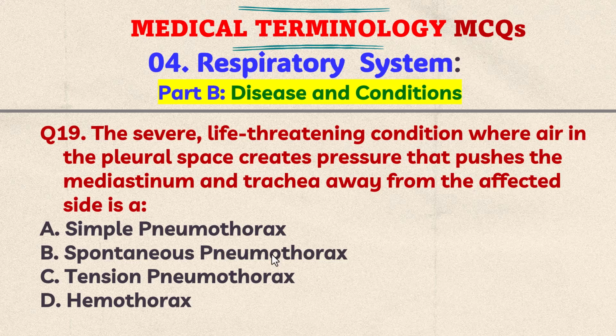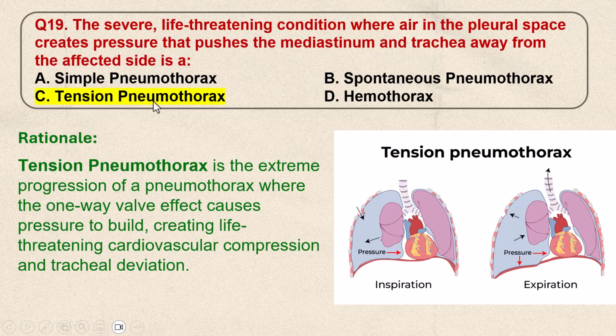Question number 19. The severe life-threatening condition where air in the pleural space creates pressure that pushes the mediastinum and trachea away from the affected side is A, simple pneumothorax, B, spontaneous pneumothorax, C, tension pneumothorax, D, hemothorax. Think the answer. The correct answer is C, tension pneumothorax.